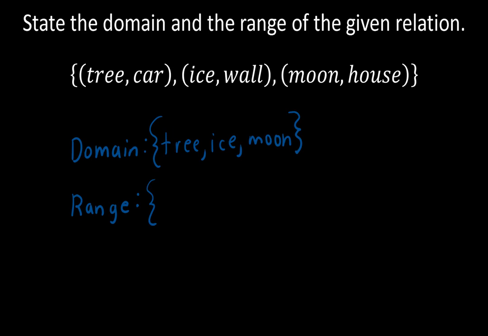And the range is just a list of each one of the outputs. Car, wall, house. And you can see that I'm listing each element of the domain and each element of the range in order in which I see them from left to right. But that doesn't necessarily have to be the case. You could list these in complete reverse order if you wanted to. The order doesn't matter in our list of our elements in our domain and range.